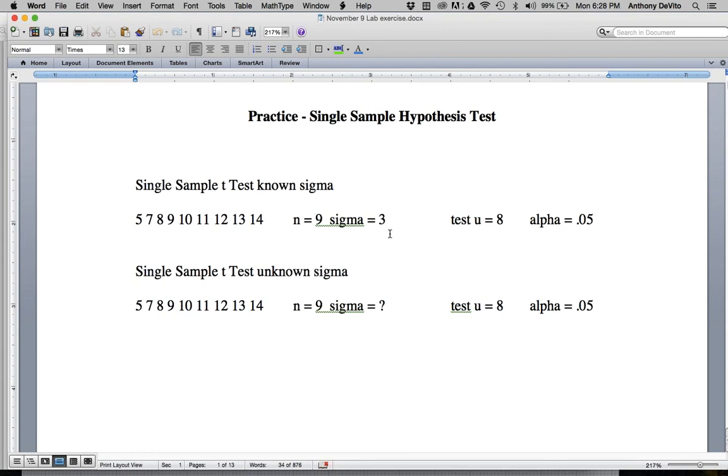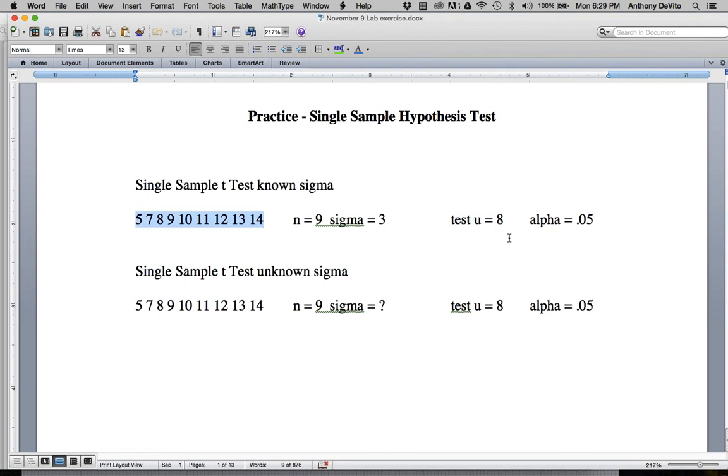Okay, let's say that this is our sample. We take 9 individuals, we take a measurement, we have 9 numbers. We know the standard deviation of the population that it's drawn from is 3. We're told that maybe from a previous very large study that we have some justification for assuming that, and we're going to test it against another population whose mean is known to be 8. So we want to know, is this population's mean different than 8?